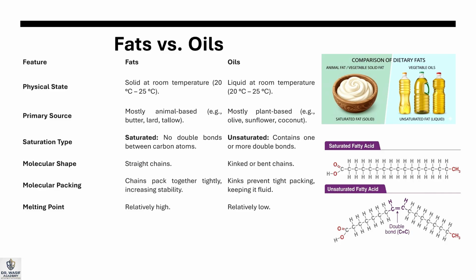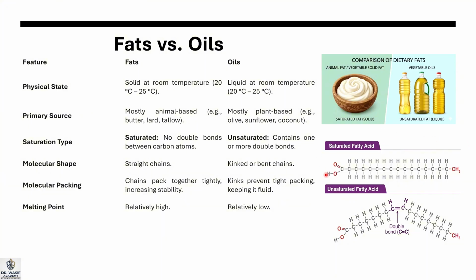First of all, let's look at fats. Okay, these are the properties of fats and these are the properties of oils. First of all, we shall discuss fats. These are solid at room temperature and usually come from animal sources like butter. Chemically, these are saturated fatty acids. This means the chains are straight and can pack together very tightly, much like a neat stack of logs.